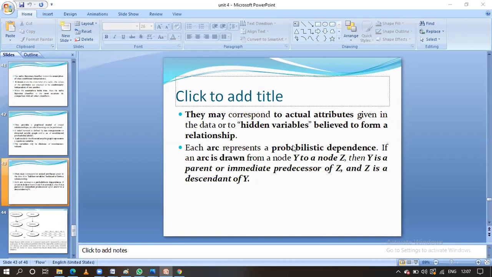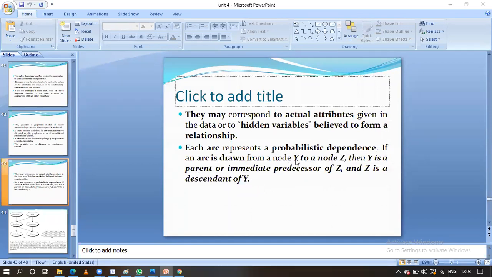Suppose in this directed acyclic graph we have a relationship between X to Y. How are we going to represent the relation in this graph? With the help of probabilistic dependency. Here an arc represents the probabilistic dependencies. With that arc we are going to connect X, Y and Z. There is a relationship between Y and Z. If the arc starts from Y to Z, we call Y the immediate parent or immediate predecessor of Z, and Z we call a descendant of Y.